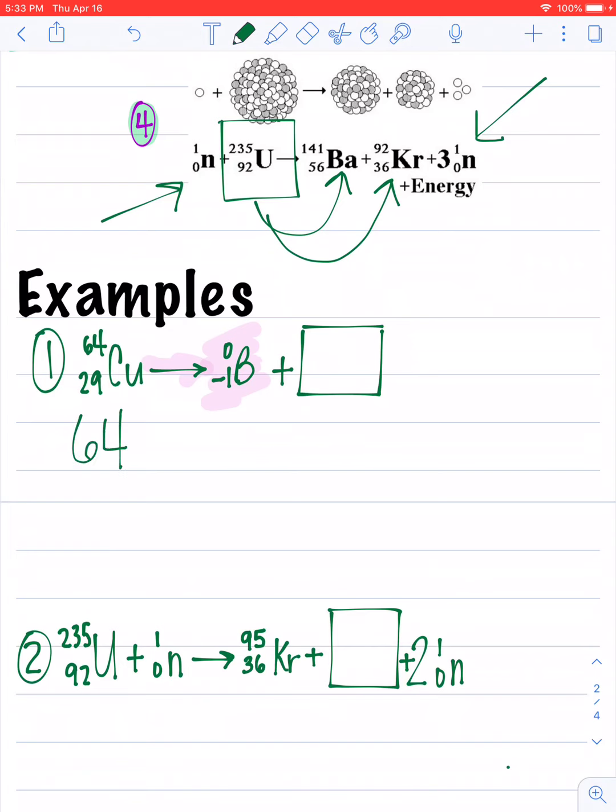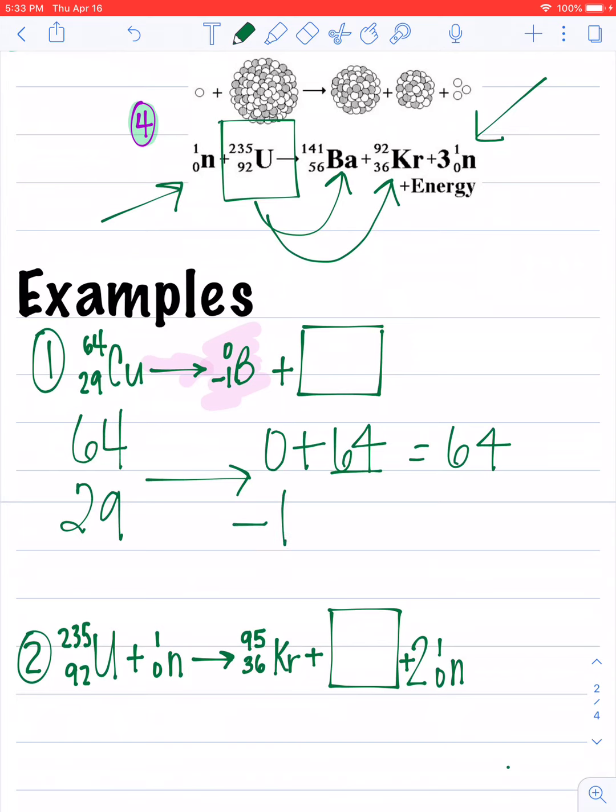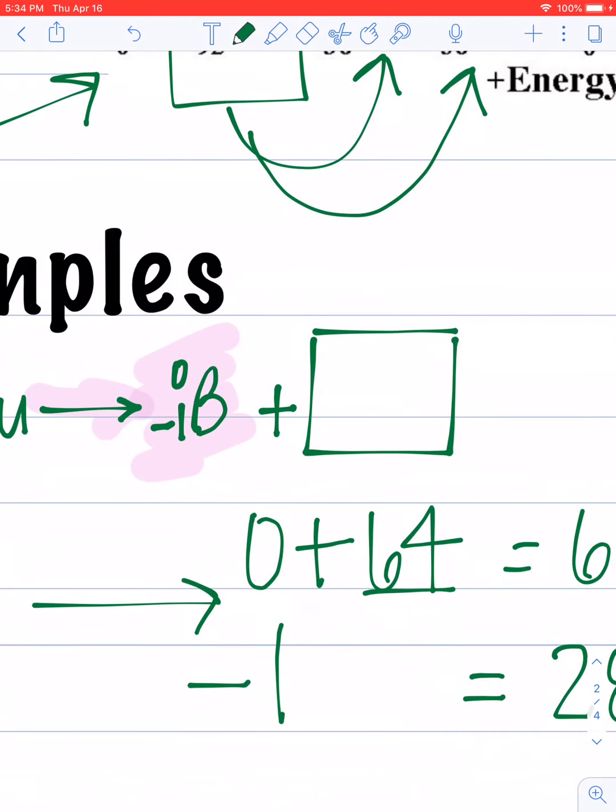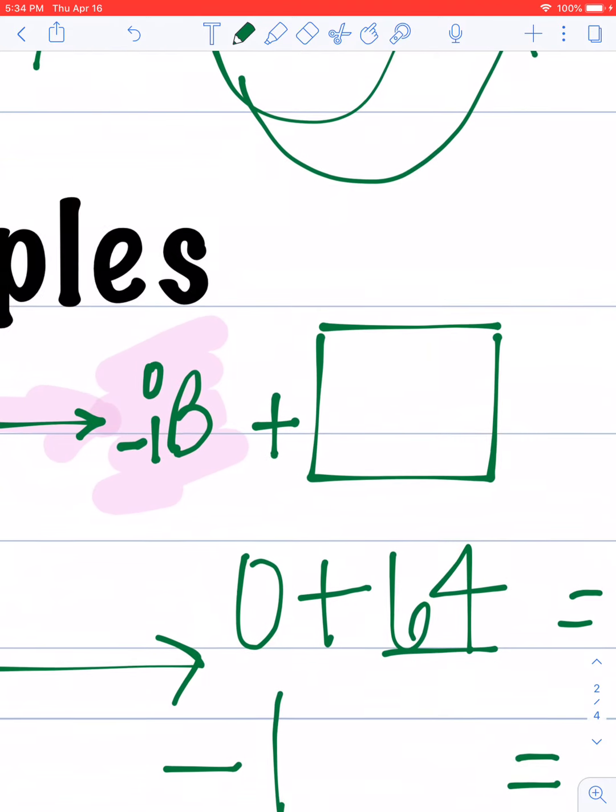So with that in mind, let's figure out, if we have 64 on the left, that is our mass number. We have 29 protons. We better make sure that on the right we have the same exact system. So 0 plus what number gives us 64? And of course the answer is 64. Likewise, 29 minus 1 equals 28. So we have 64 and 28 is what we need to write in this box up here in order to keep this equation balanced.